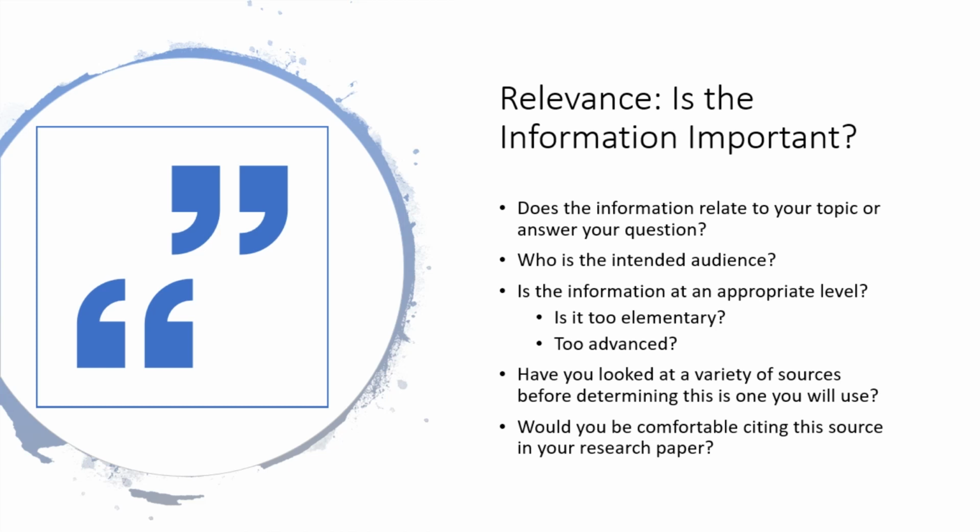Next, you need to look at how comfortable you would be citing this source in your research paper. Now, you'd probably be fairly comfortable citing a professional scientist who has a PhD after their name, works in a lab or a university, because they're a professional and they know what they're talking about. But you might not be all that comfortable citing the crazy person down the street who likes to talk to the signpost.